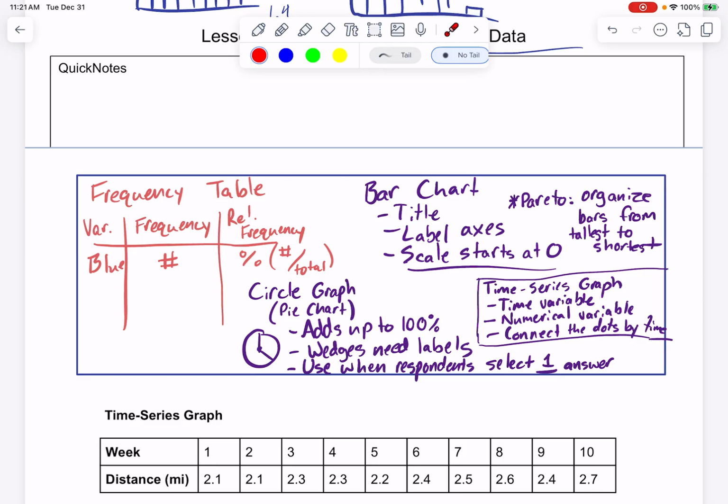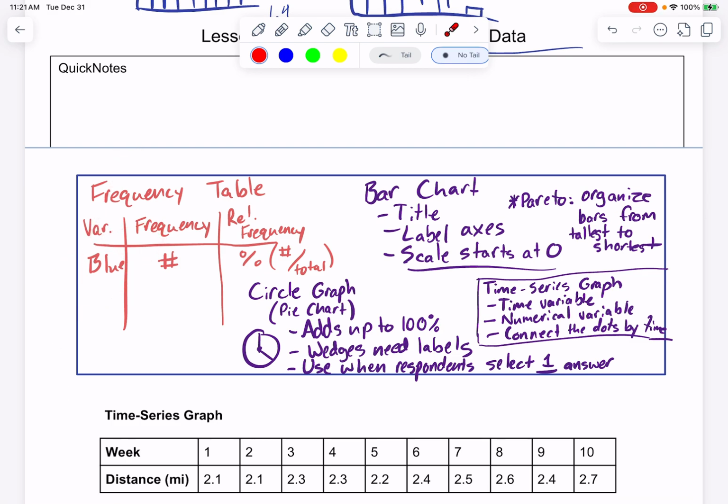You can also only use a circle graph when respondents are able to only select one answer. So this might be a little tough to think about, but say I didn't ask you your favorite color. I just gave you a list of colors, and I said, select all the colors on this list that you enjoy. And so some people picked blue and red. Some people picked green and red, green and blue. We had all sorts of different options.